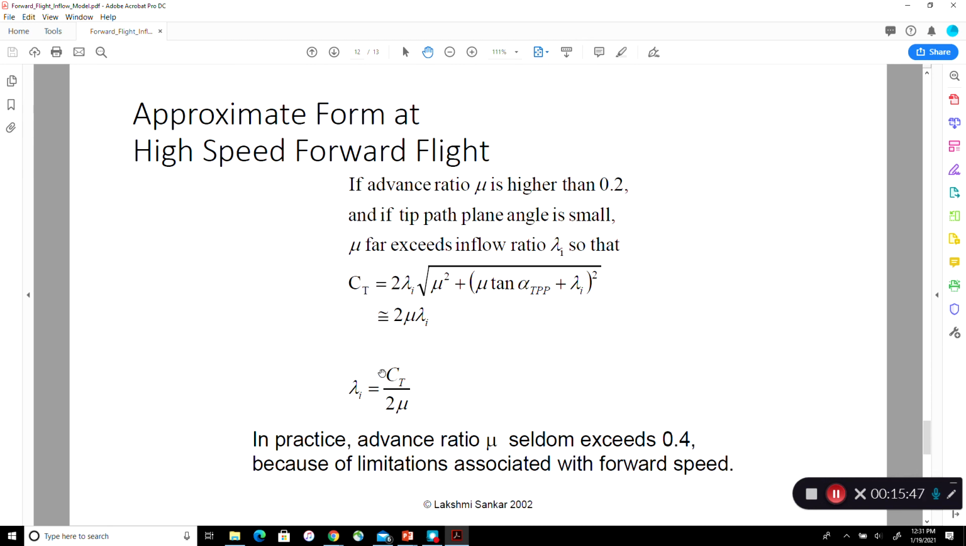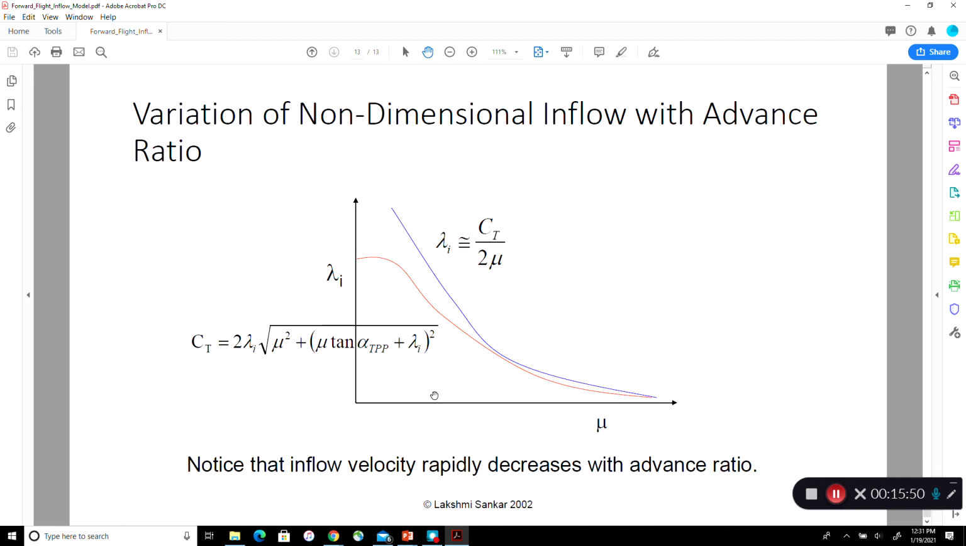So let's draw crude solution versus iterative solution. How does it look? They look reasonably close to each other at high advance ratios. This is the crude solution. This is from the iterative solution. By the way, when advance ratio is 0, mu equal to 0, you get a lambda I from here, you get a lambda I here, so Ct equal to 2 lambda I squared. So lambda I is square root of Ct over 2, which is the hover inflow velocity. So we very monotonically and smoothly recover back our original actuator disk model. Lambda I equal to square root of Ct divided by 2 from our model.